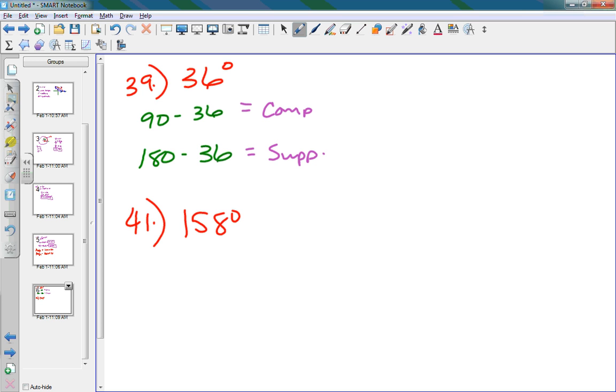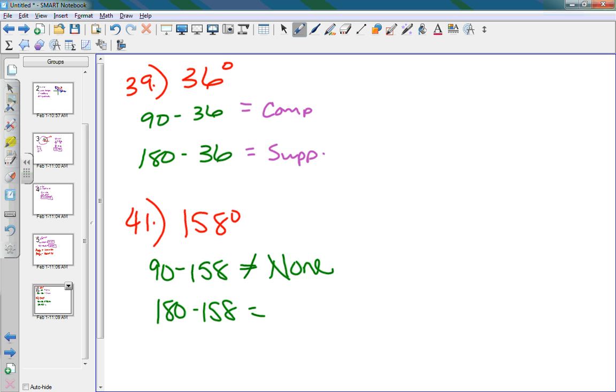Now let's talk about 41. What's going on with 41? It doesn't have a complement. Why does it not have a complement? It's greater than 90 degrees. So whenever it says to do the complement, 90 minus 158, none. Just put no complement, none. For the supplement, it's going to be 180 minus the 158, and then you can calculate it. Do we all understand this, yes or no?